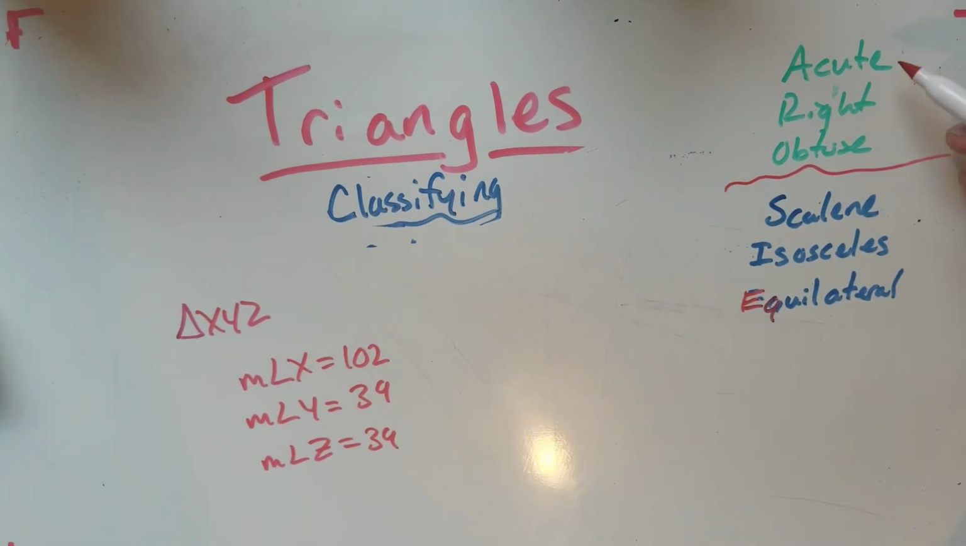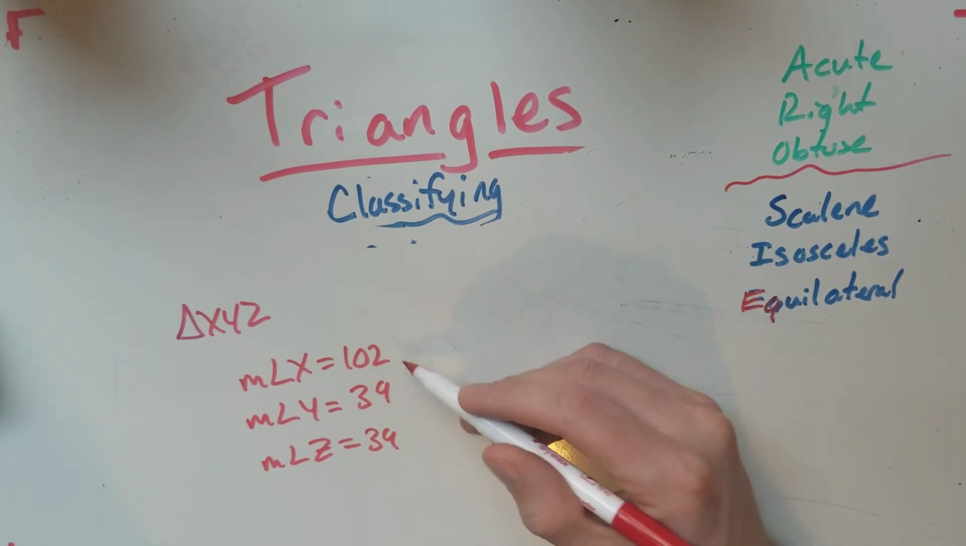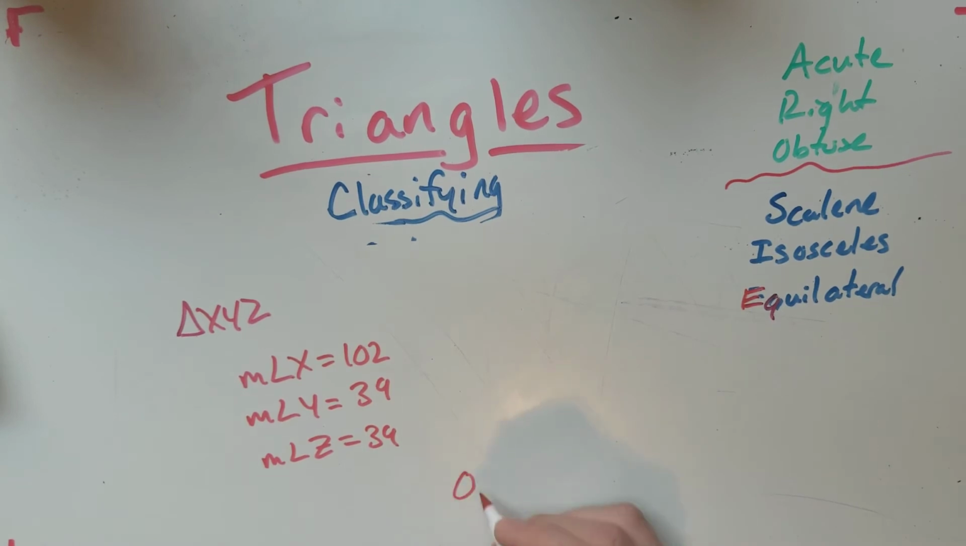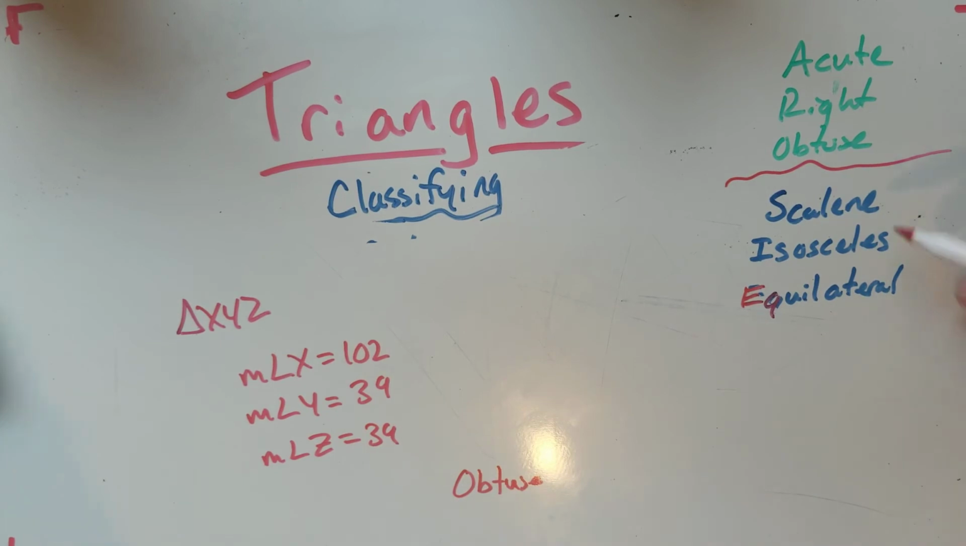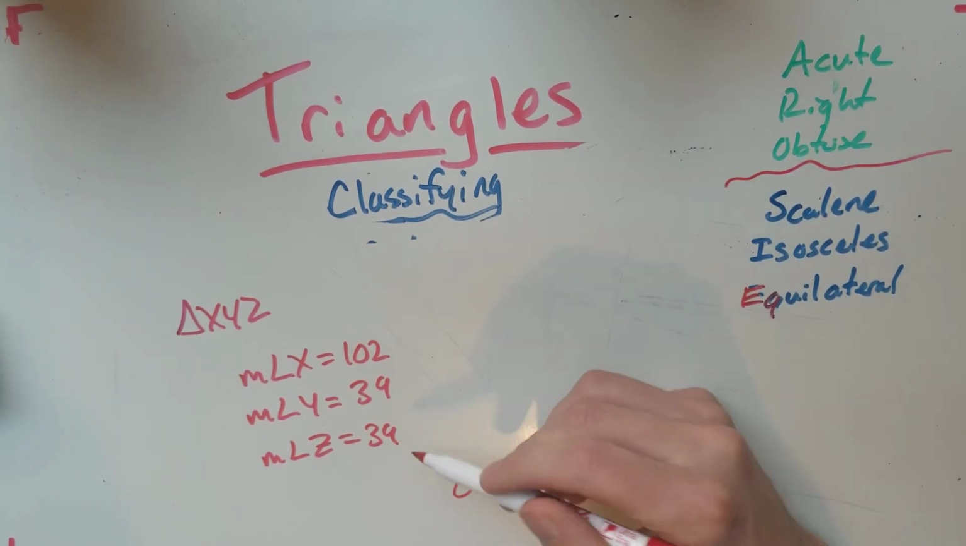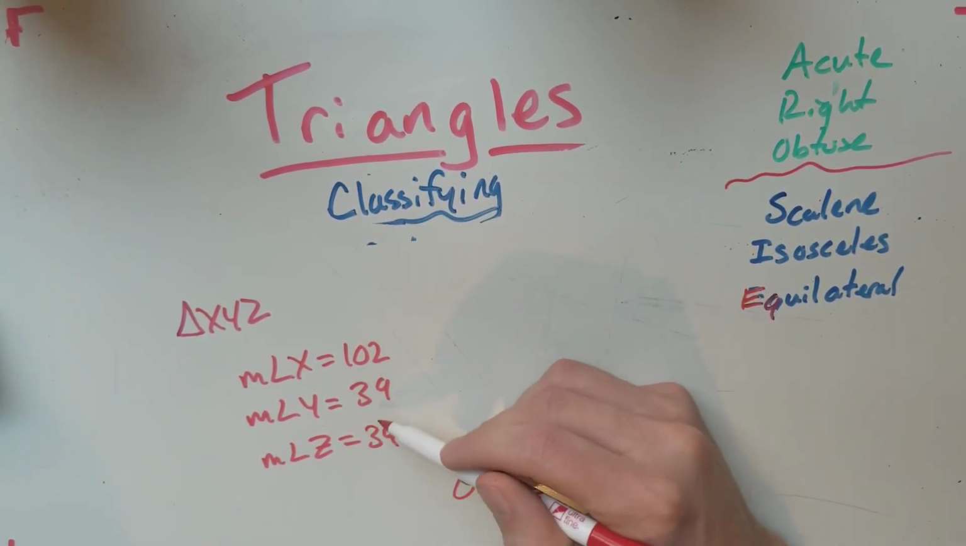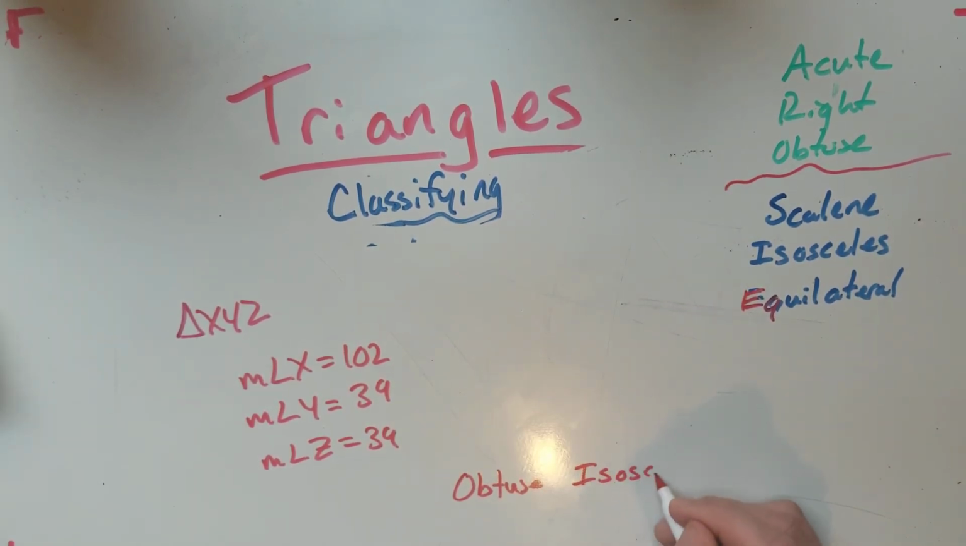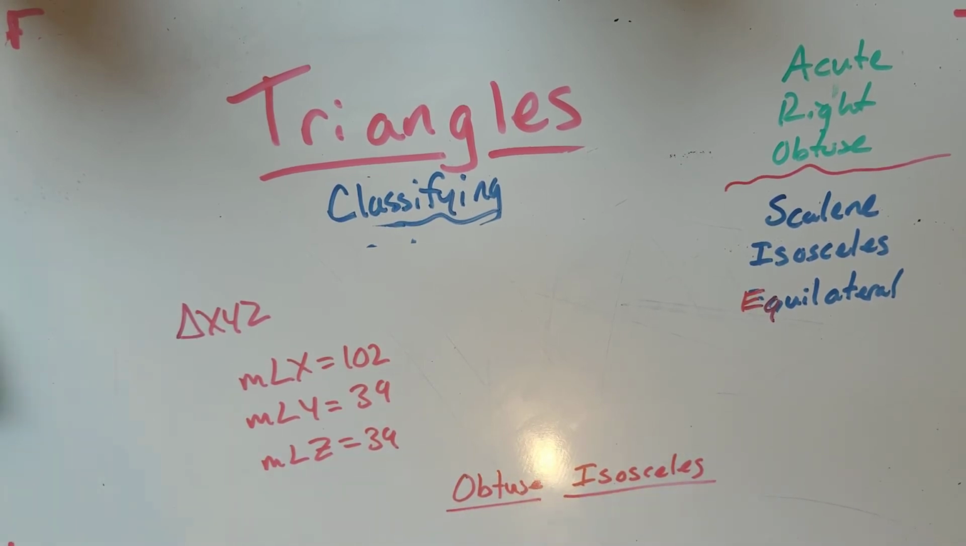Well, let's go up here. Is it acute, right, or obtuse? Well, acute would mean all the angles are acute. That's not the case. We have an obtuse angle, so we should jump into obtuse here. This is an obtuse triangle, but we want to add more than just that classification. So are all the sides going to be different? Are there two sides that are congruent, or are there three sides that are congruent? We can use the angles. Notice we have two congruent angles, so there's going to be two congruent sides, meaning this is going to be isosceles. So this triangle would be an obtuse isosceles triangle.